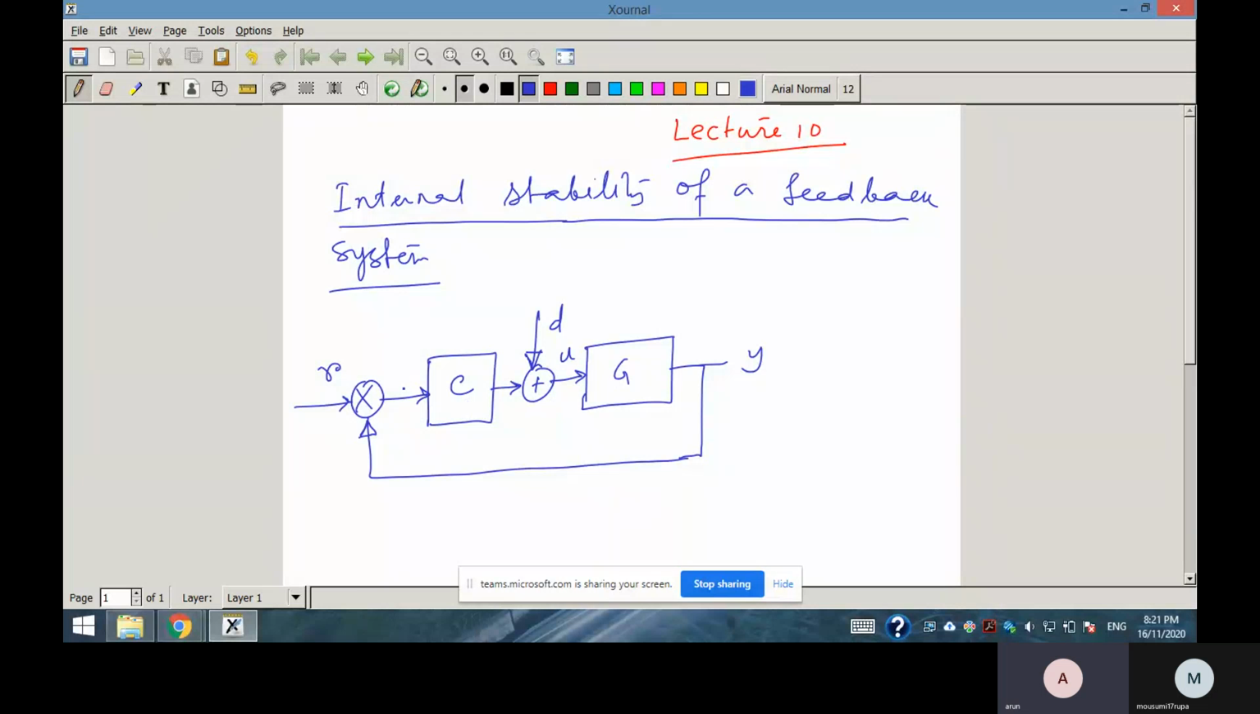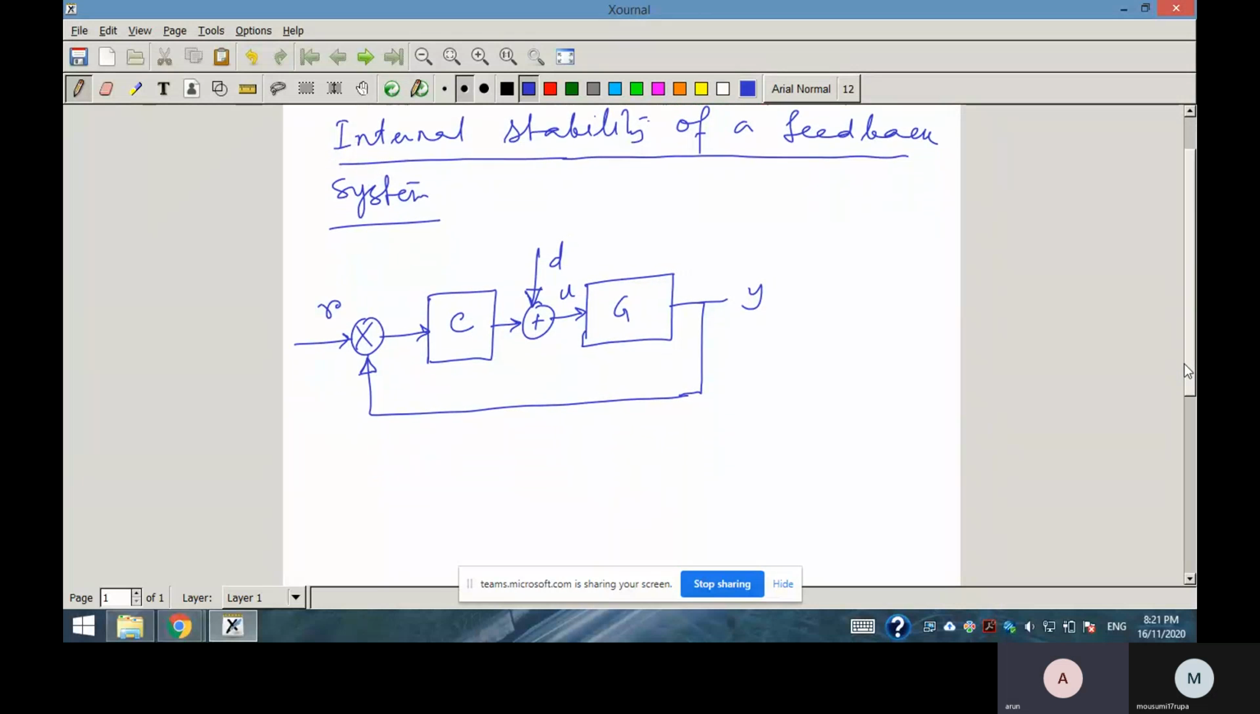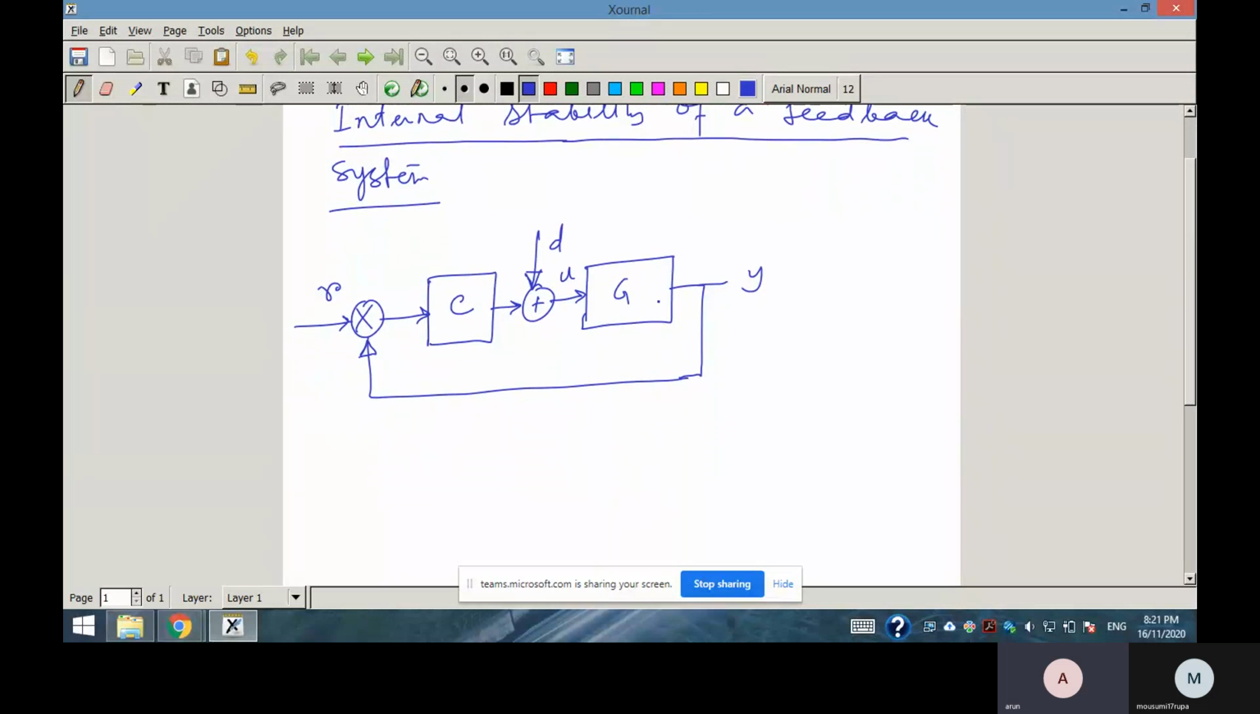Now this feedback system is said to be internally stable if all the internal signals are stable. Internal signals means what? The Y to R transfer function, R to Y, D to Y, then D to U, R to U. So these are the transfer functions you will get.